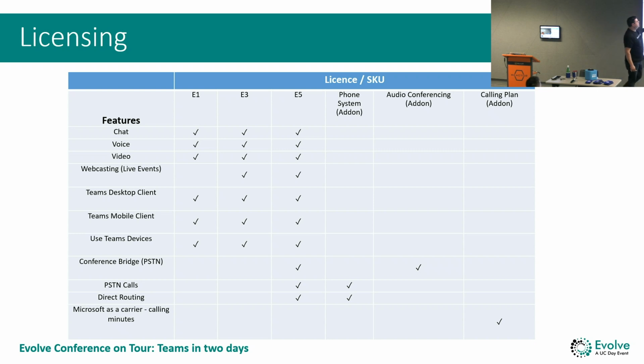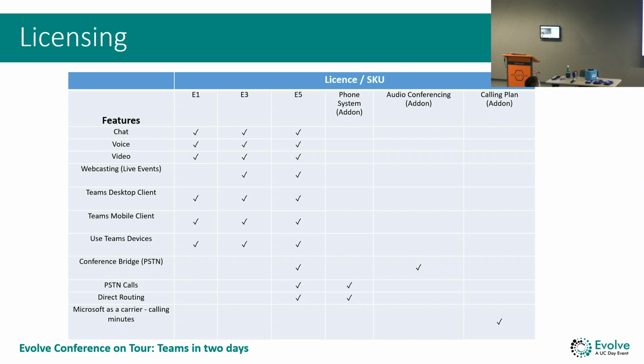Generally speaking, you have your E1s, your E3s, your E5s, and you can see that for the core stuff, which is chat, voice, video, webcasting, client access, all of those things are covered. The ones that are interesting for this telephony or media piece is the phone system add-on, the audio conferencing add-on, and the calling plan add-on.